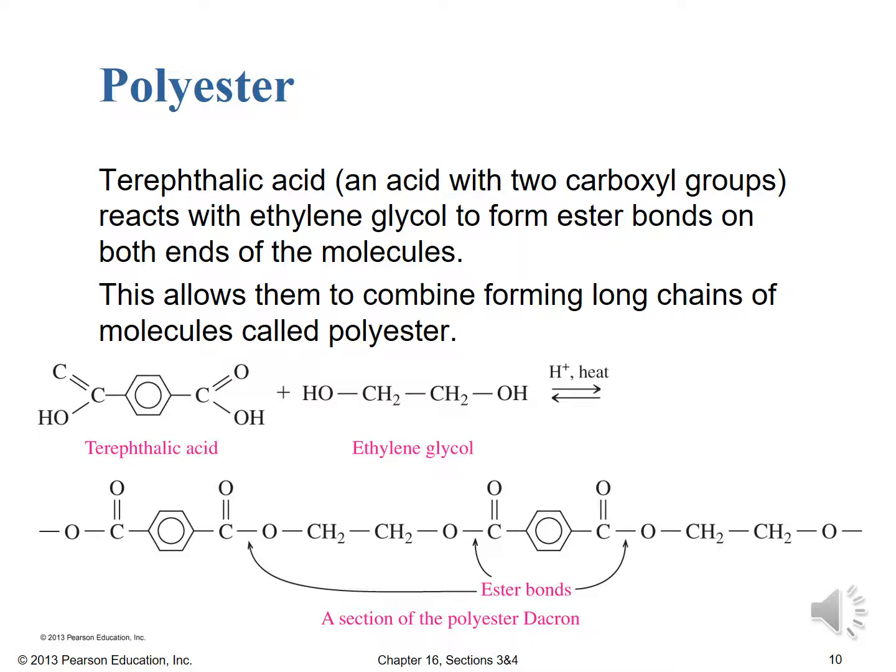High temperature and acid catalyst, and we see these ester bonds, and this is a section of the polyester Dacron. Quite likely, if you have any really smooth, shiny clothing, it's quite possible that you have a polyester there. That tends to be the characteristic of polyesters, and they're relatively inexpensive. They're synthetics. They don't breathe as well as cotton, but they do keep their nice, shiny, soft appearance a little better, in my opinion, than cotton would.